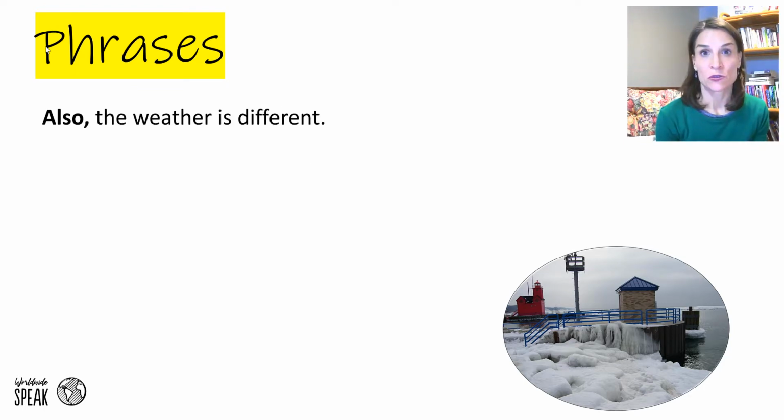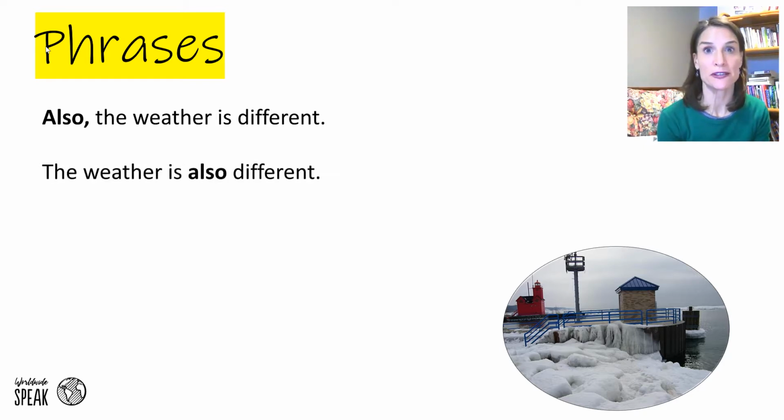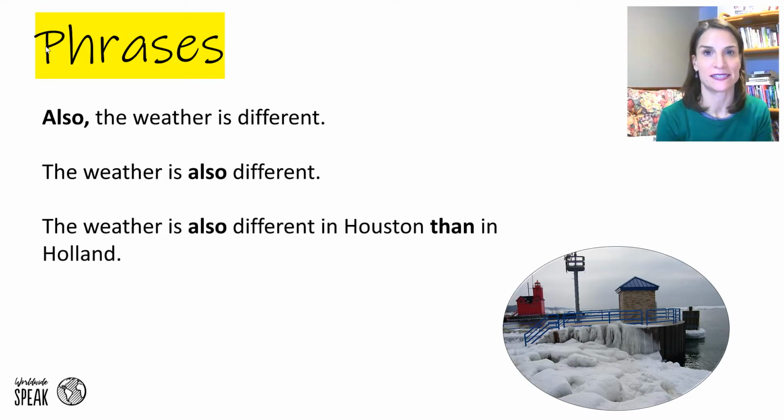When you're adding additional points and they're continuing along the same idea, you can use the word "also", like this. Also, comma, the weather is different. The weather is also different. The word "also" can be placed in different parts of the sentence. How about this? The weather is also different in Houston than in Holland.